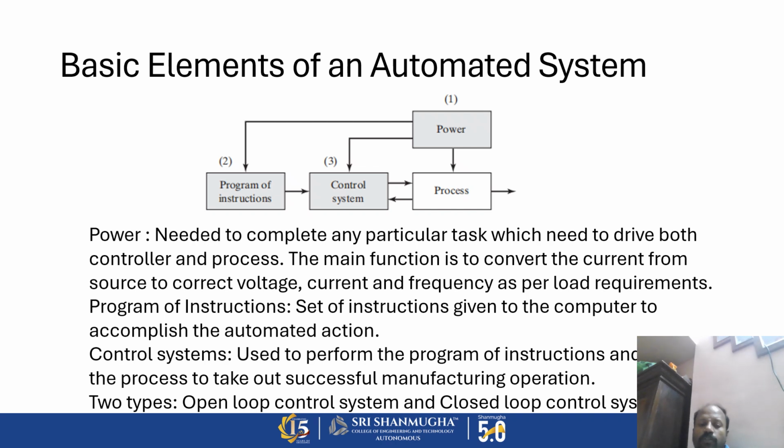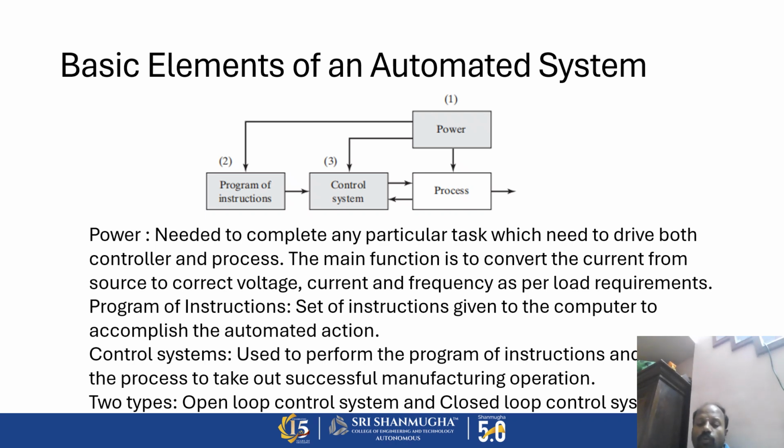Next is the control system. The control system is used to execute the program of instructions for a successful manufacturing operation. There are two types of control system available: the open loop control system and the closed loop control system. In an open loop control system, the output is not considered. Whatever output comes from the system, we do not bother about it. So no feedback is used in that case.